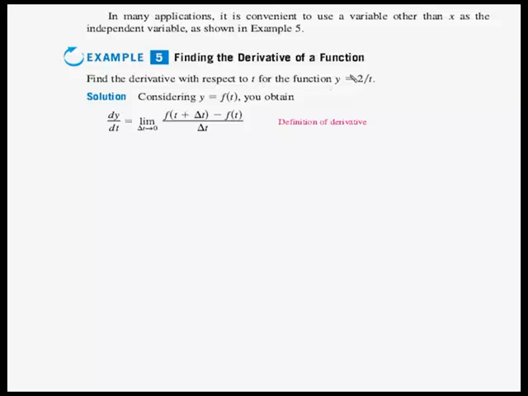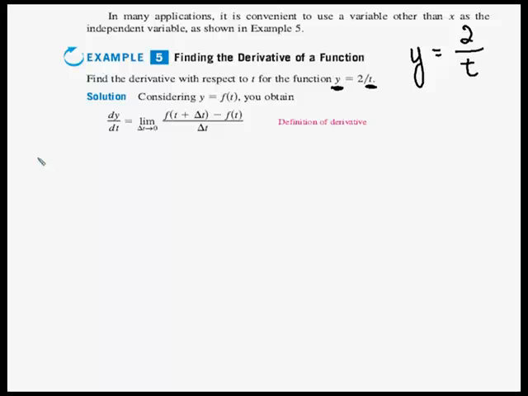Find the derivative with respect to t for the function y equals 2 divided by t. So now, instead of the last one where we did a weird function, the square root function, now we have 2 over t. So we want to find this derivative. Our function was given as y equals 2 over t. Well, we can write that derivative as dy, the derivative of the function y, with respect to t, dt, dy/dt. So that derivative is going to be equal to the limit as delta t approaches 0 of f(t plus delta t), that function, minus f of t, all over delta t.